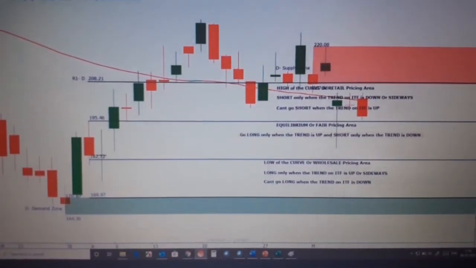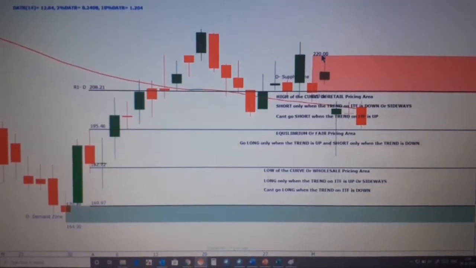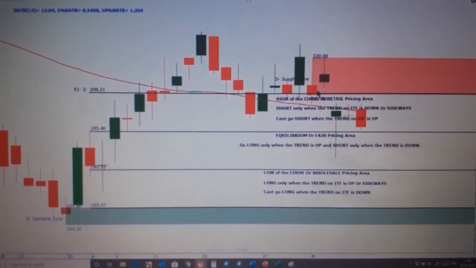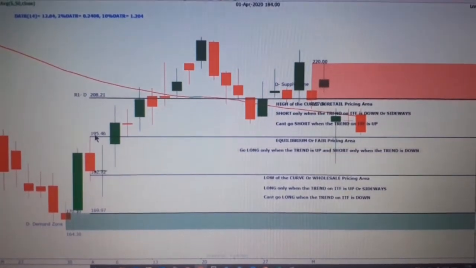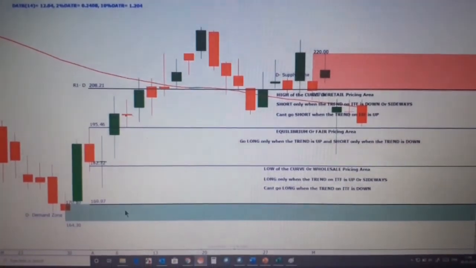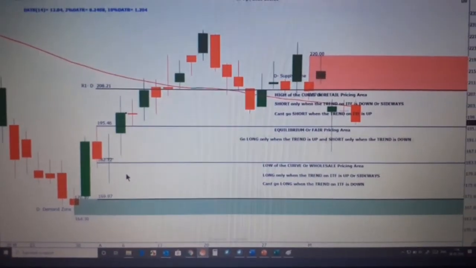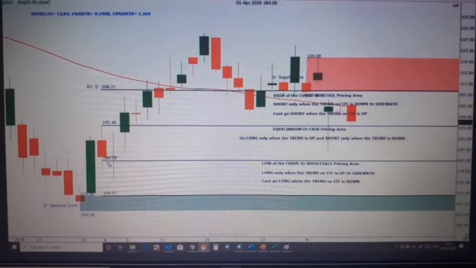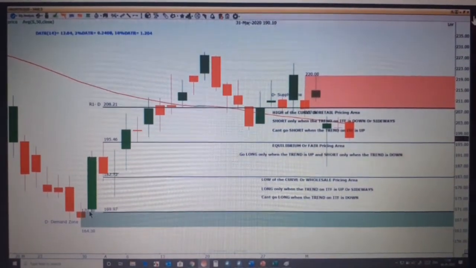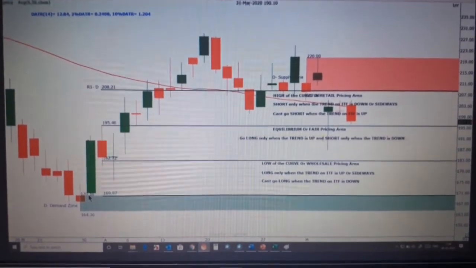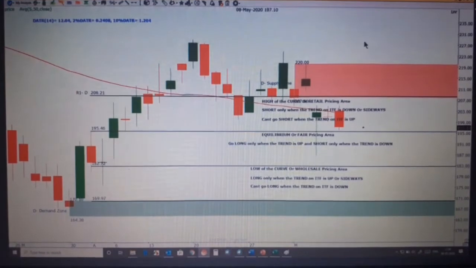And one thing remember, from 195.46 to 220 is the high of the curve. Don't think it's still 208. The high of the curve area is from 195.46 to 220. Similarly, the low area, the low of the curve or wholesale pricing area, is from 182.72 to 164.30, not 170. Okay, so now is this clear?